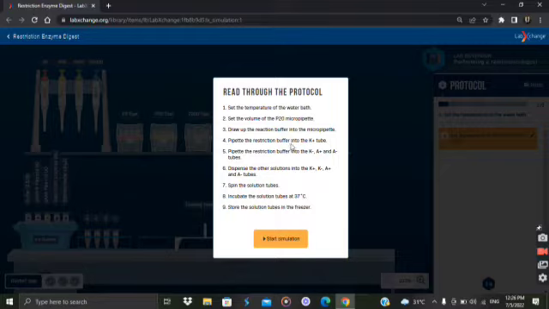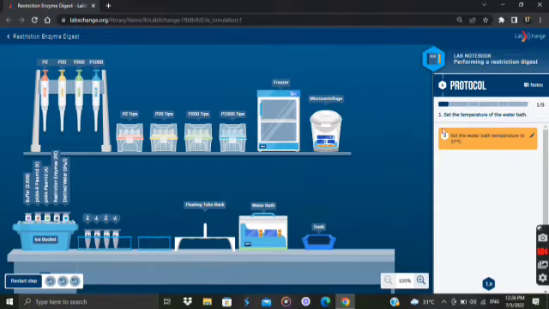Pipette the restriction buffer into the K positive tube. Pipette the restriction buffer into K negative, A positive and A negative tubes. Dispense the other solution into the K positive, K negative, A positive and A negative tubes. Spin the solution tubes. Incubate the solution tubes at 37 degrees Celsius. Store the solution tubes in the freezer. Okay, let's start the simulation.